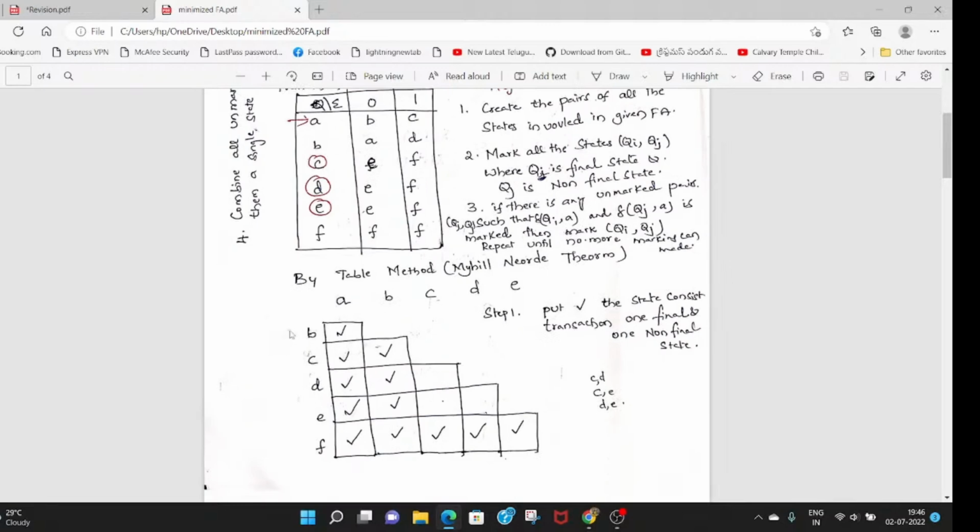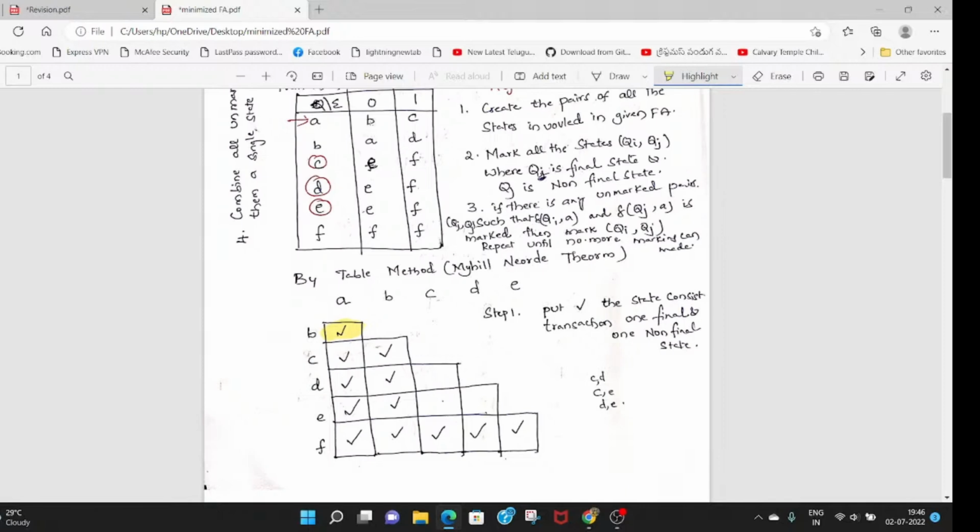So for this state, A and B are both non-final states, and C and D both are final states. So I cannot make this a tick for this step, right? Now I'm taking the next state as A and C.